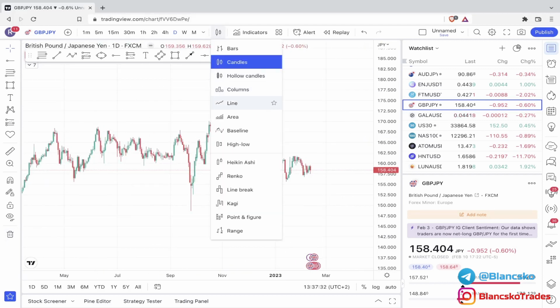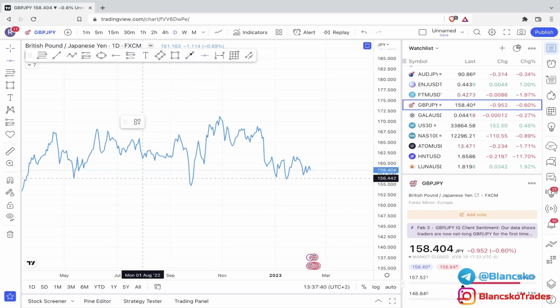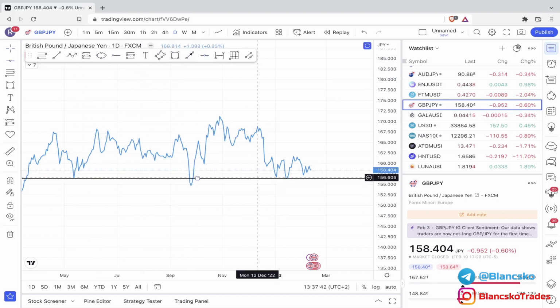So once again, we go on the line chart and we can see that we have a very strong level. Where is my horizontal line? Right here. So we have 1 rejection, 2 rejections, 3 rejections. So this is a very strong support level. I will mark it up like this with my rectangle.